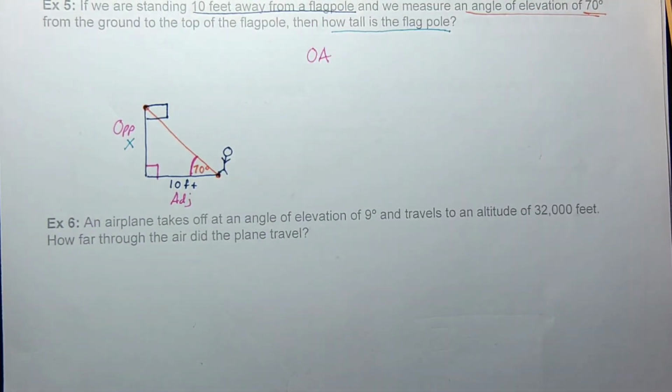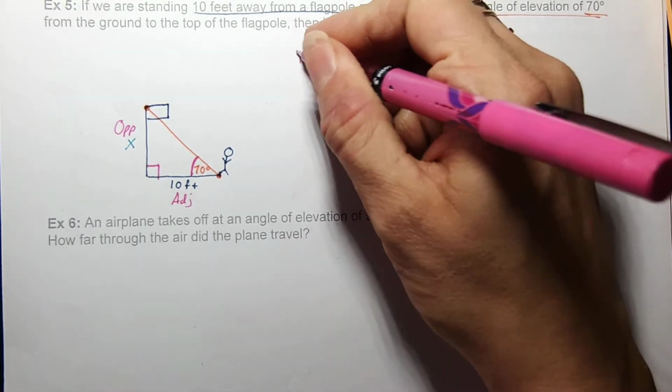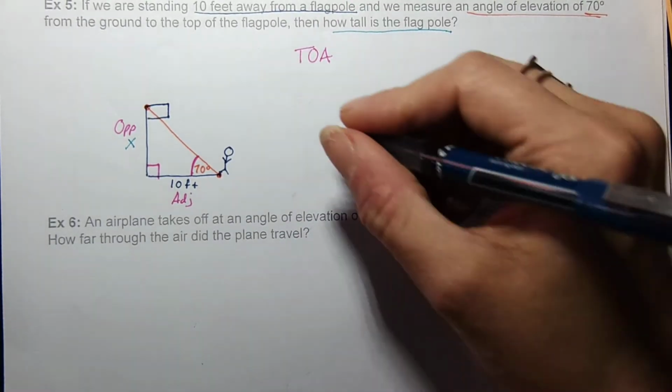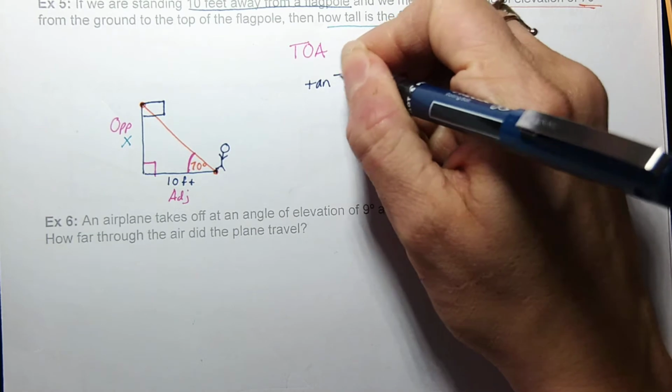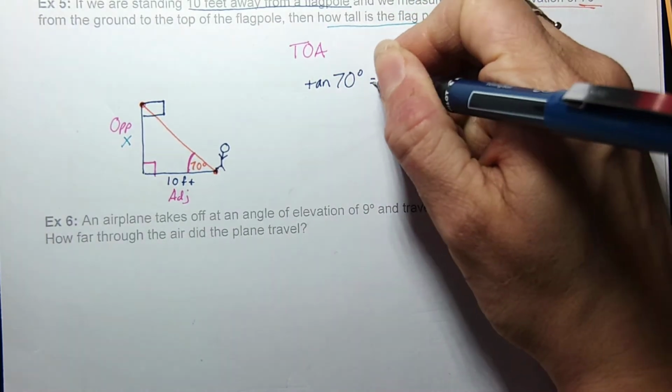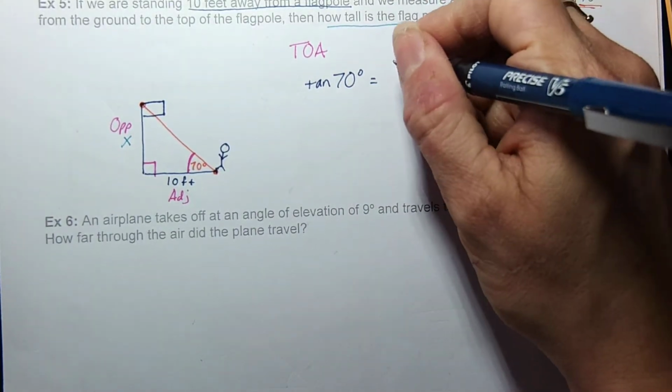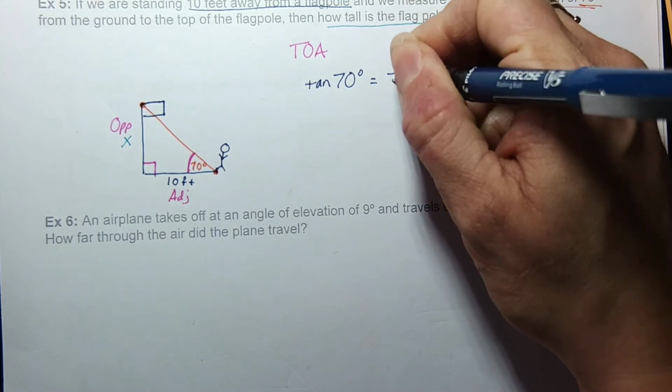So what trig function will we use? SOH is O over H, CAH is A over H, so OA is TOA, tangent. So we're going to use tangent. TOA. So tangent of 70 degrees equals opposite X over adjacent 10.